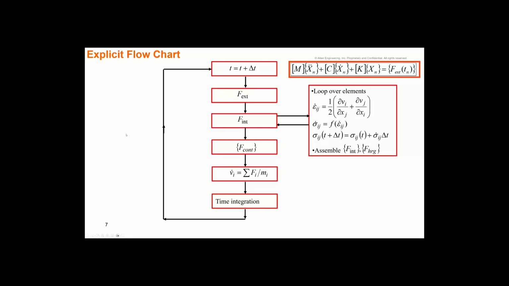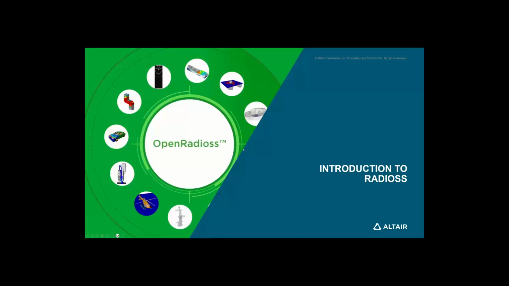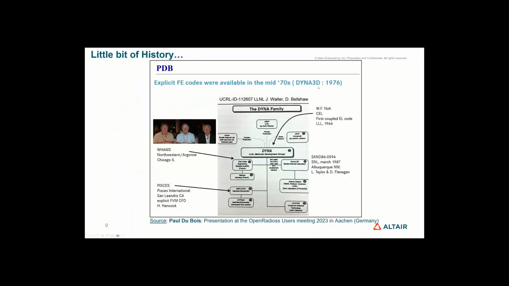So what can we do now with this method? This was done already in the past with Radioss, for example, and now also with OpenRadioss. Let's go a little bit into the history, where it all started. We see here it started with the Dyna3D code, which was developed in 1976, which means already several decades old. And it all started here from the Los Alamos laboratories.